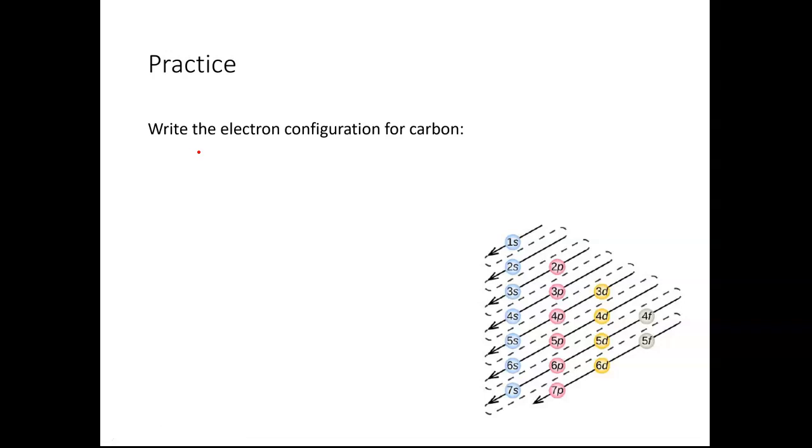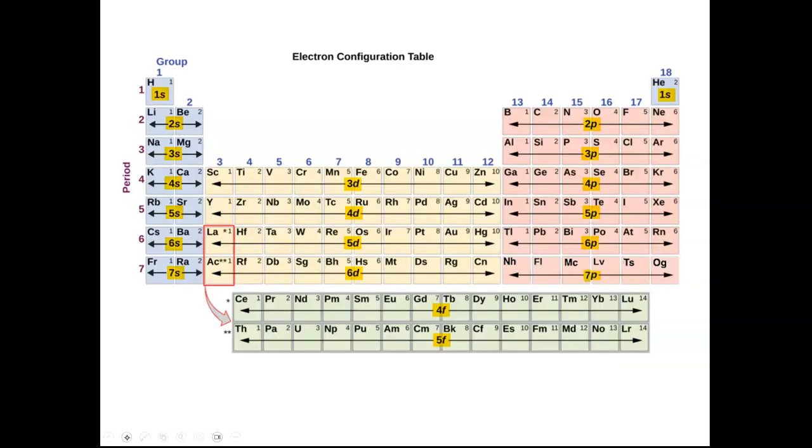Carbon has 6 electrons in the neutral atom. So 1s, 2, 2s, 2, and now we do 2p. We have 2, 4 already done, so how many more electrons do we need? Well, we have 2 more, so there must only be 2 of them in that 2p. It can hold up to 6, but we only have 2. So 2, 4, 6, we've got 6 electrons.